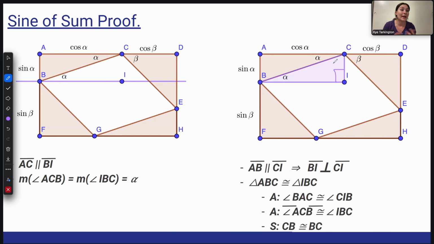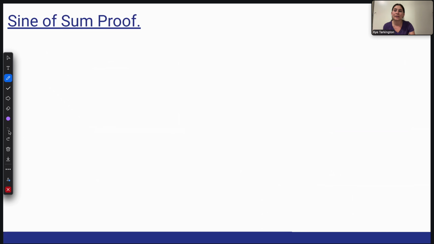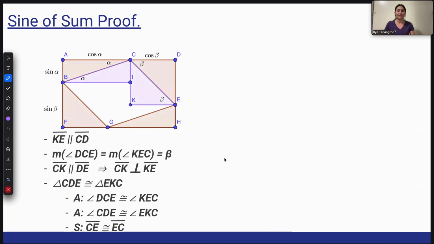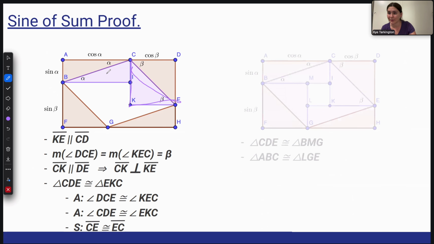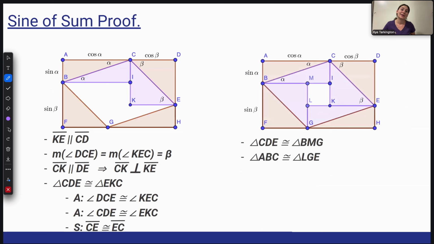giving us by AAS an alpha triangle. And so we can repeat this process with this triangle CKE, and we find again by AAS that this is a beta triangle. And then we repeat this process twice more to find one more alpha triangle and one more beta triangle, which now leaves us with this quadrilateral in the middle, MIKL.